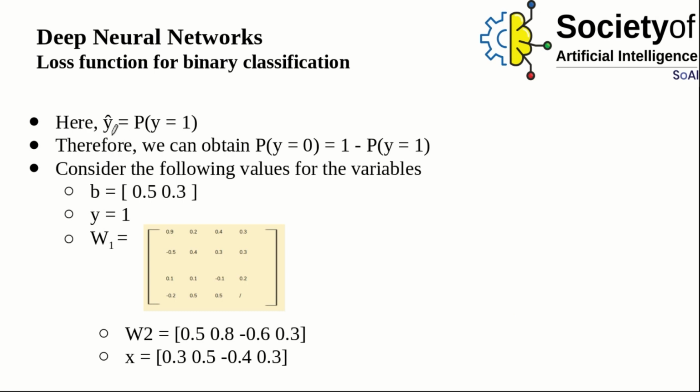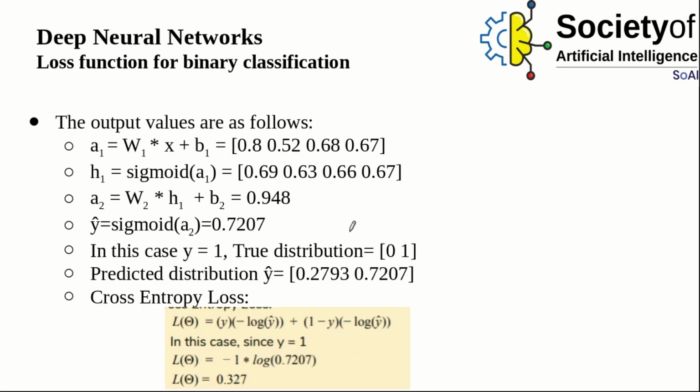So the output y cap is equal to P of y equal to 1. Therefore, we can obtain P of y equal to 0 as 1 minus that probability. Consider the following values for the variables: b as 0.5 and 0.3, and y being 1. So the W1 matrix is as given below, W2 is as this, and x is defined as 0.3, 0.5, minus 0.4 and 0.3. The output values are as follows, with 0.8 being the maximum and 0.52 being the minimum.